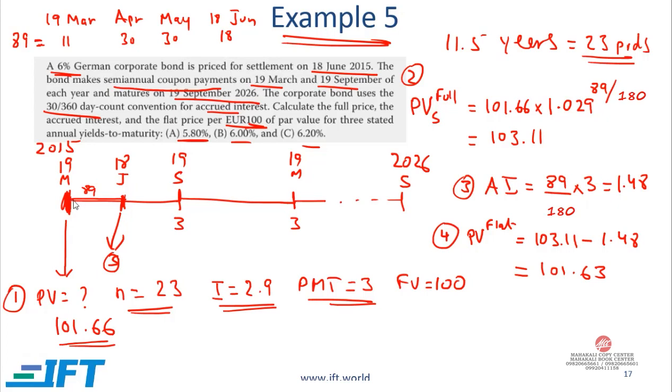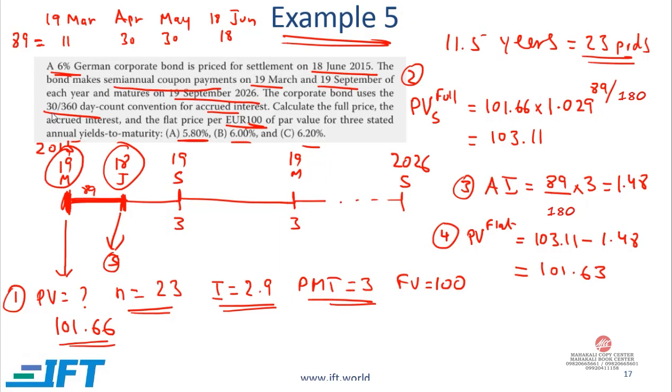And notice that on this date there is no accrued interest. As we move from this date to 18th June, interest accrues. So we need to figure out the number of days. That is equal to 89. And since we are using the 30-360 day convention, this is how you come up with 89. We are going from 19th March to 18th June.